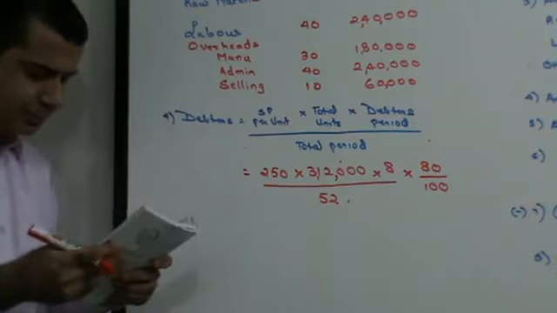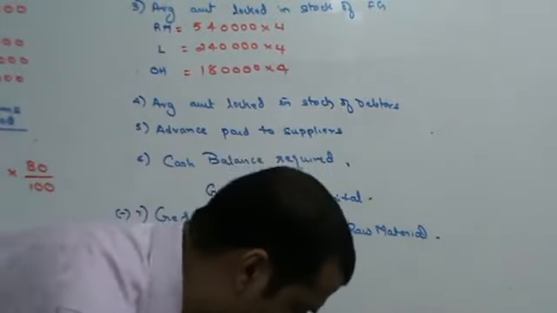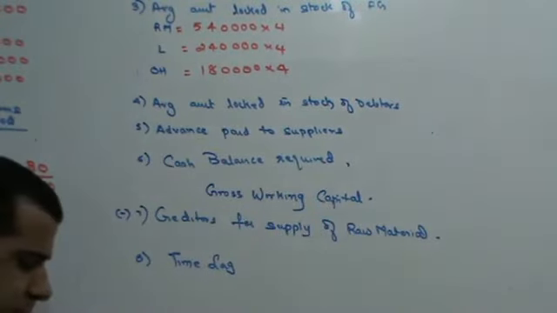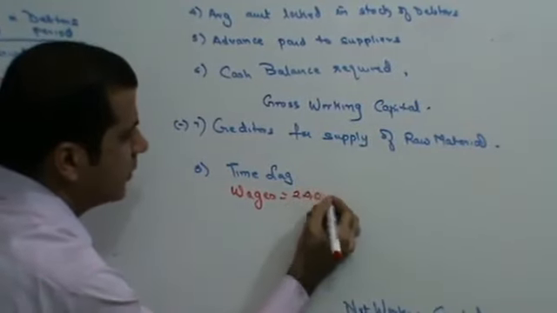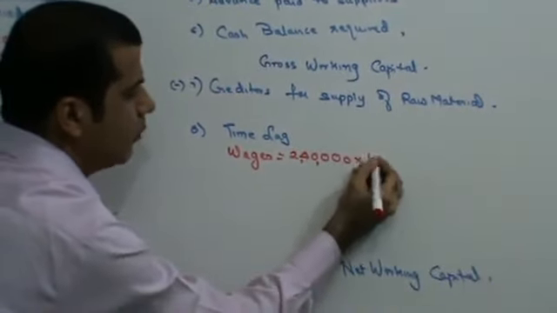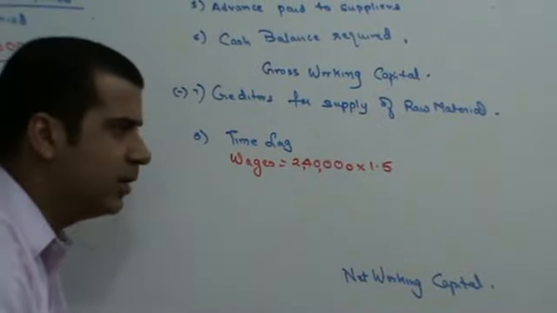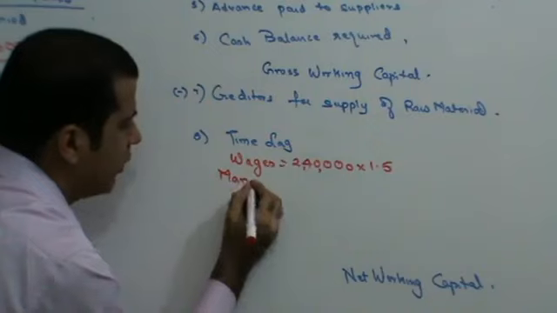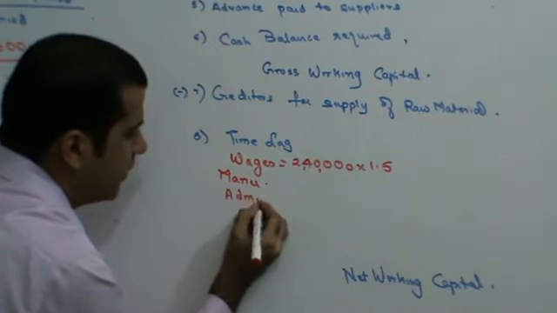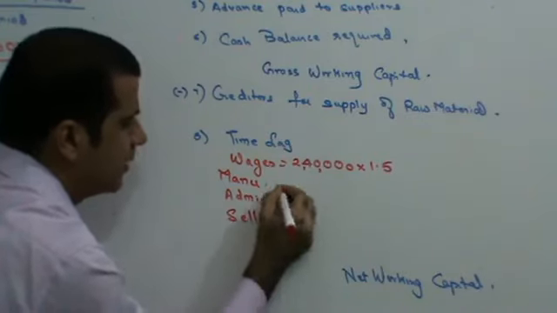Let's move on ahead. Time lag in payment of wages and overheads. Wages is given to you as 1.5 weeks and overheads is given to you as 4 weeks. Wages is 2,40,000 into 1.5 weeks. Here they have said overheads. It is here that you will consider all the overheads. So you will have to take all the 3 overheads: manufacturing, administrative and selling overheads. All the 3 overheads are going to be considered here.